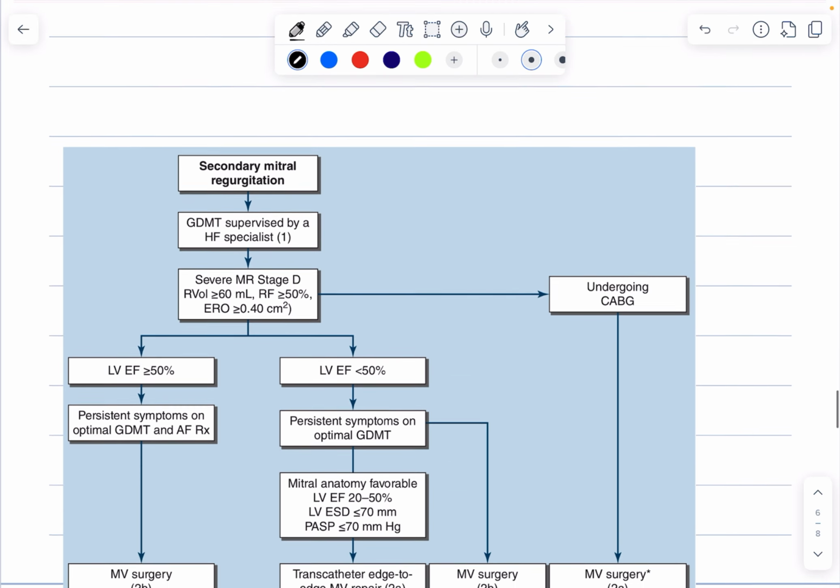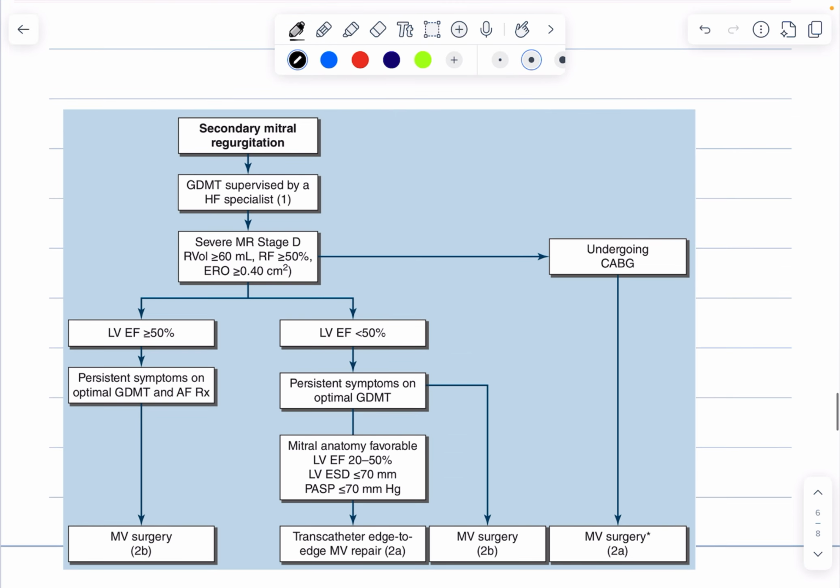Now coming to secondary mitral regurgitation. So here the first thing that you should do is to give GDMT, that is goal directed medical therapy. In the question it will be given that the patient is having severe MR, and you have to decide the next step. There you do not need to undergo surgery directly. You will give the medications, that is GDMT, to the fullest, and if the patient is still symptomatic, then only you have to perform the surgery.